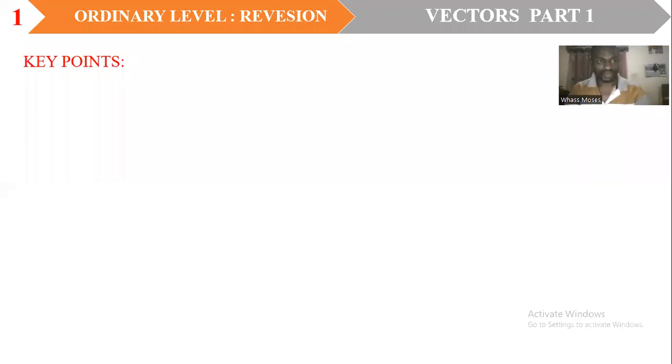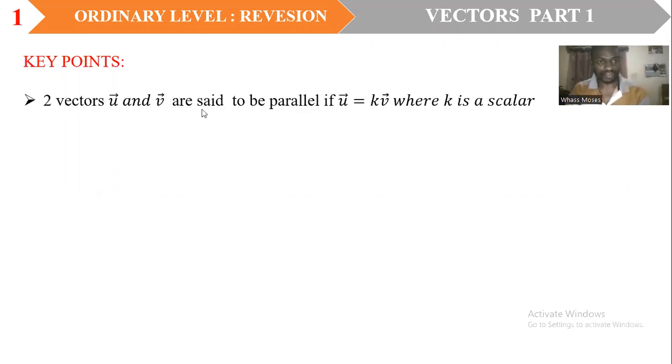Before we begin, the first key point: two vectors u and v are said to be parallel if vector u is equal to k times vector v, where k is a scalar. So for us to show that two vectors are parallel, we just verify if they satisfy this condition.